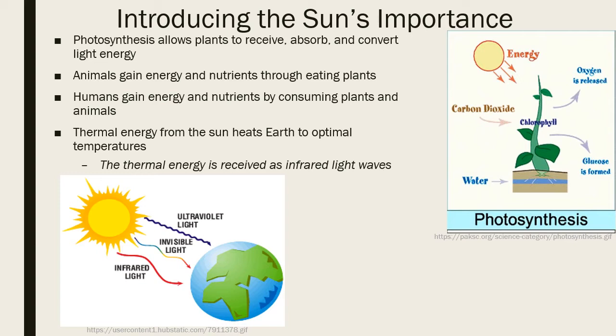Thermal energy from the sun heats the earth to optimal temperatures so that daily processes are able to occur in the outside environment along with the environment inside all organisms. The thermal energy we receive is in the form of infrared radiation. Without light from the sun, food would be scarce and the world would be dark and cold.